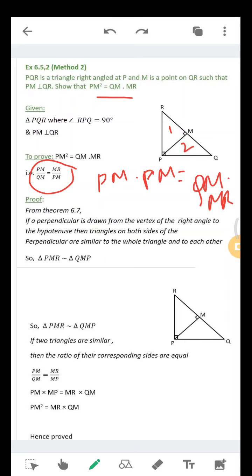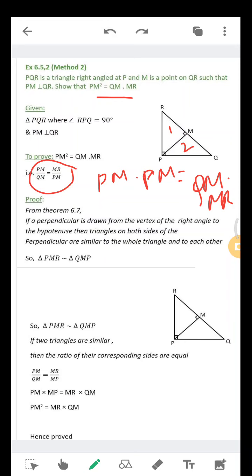Now I'll write the statement of theorem 6.7. There is no need for you to prove the whole 6.7 theorem here, so you can just write the statement. If a perpendicular is drawn from the vertex of the right angle to the hypotenuse, then the triangles on both the sides of the perpendicular are similar to the whole triangle and to each other. So you must remember this theorem statement.